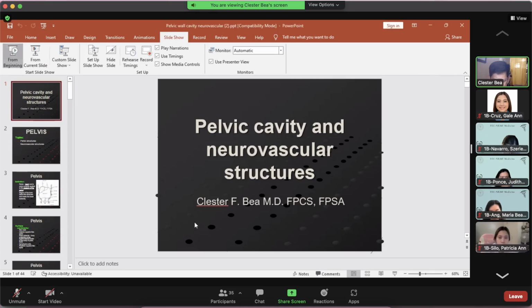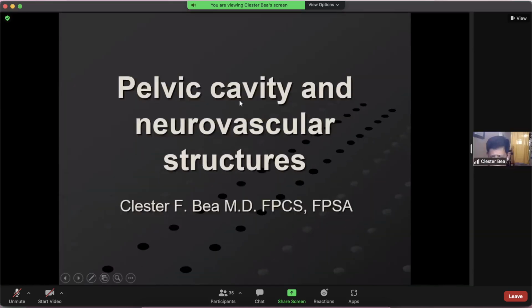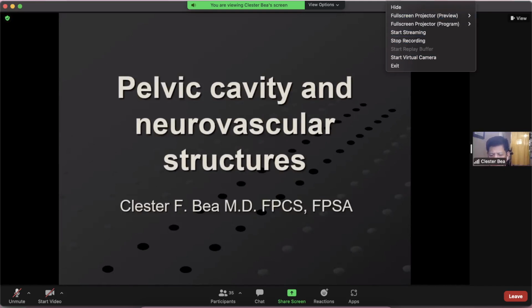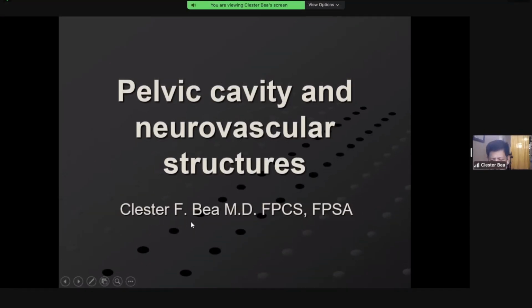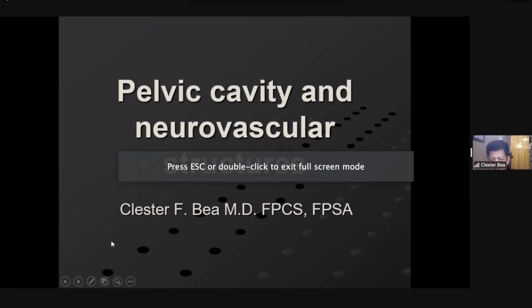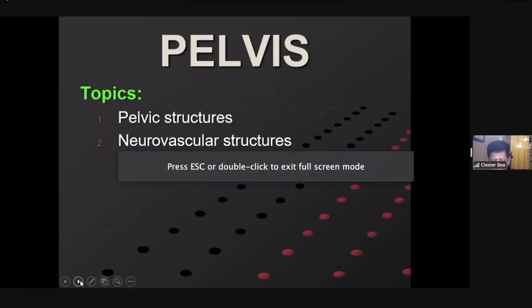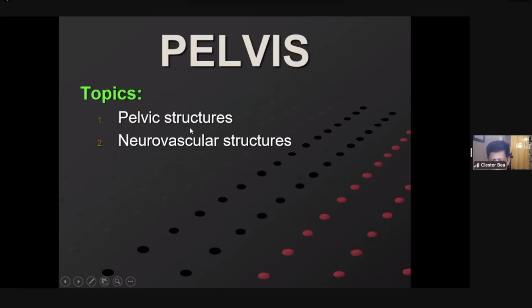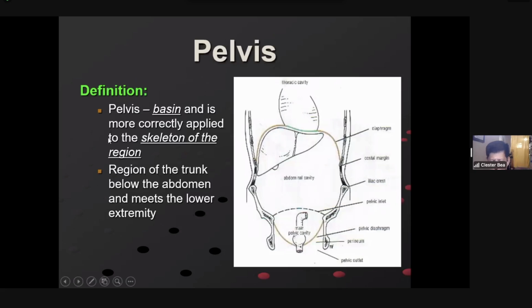Okay, so this would be your lecture on the pelvic cavity and neurovascular structures found within the walls of the pelvic cavity. The lecture is basically divided into the structures that form the pelvis and the blood vessels and the nerves that are located in the wall of the pelvic cavity. So first, where do we find the pelvis?